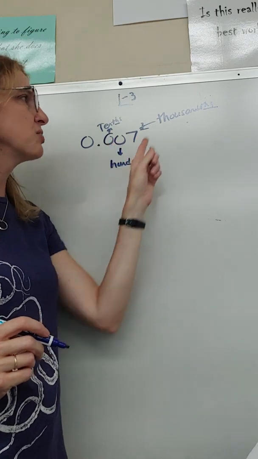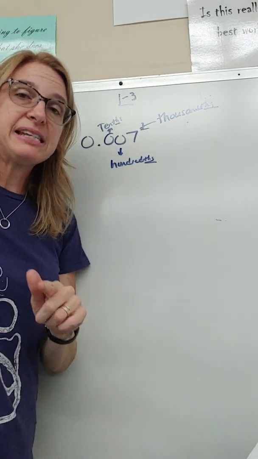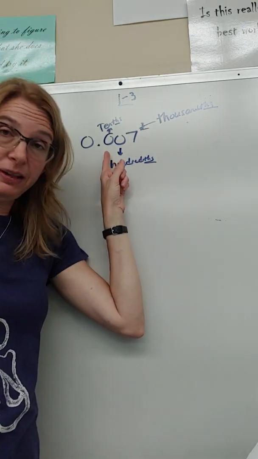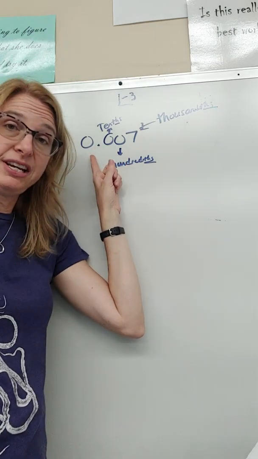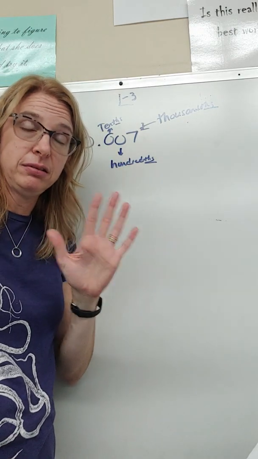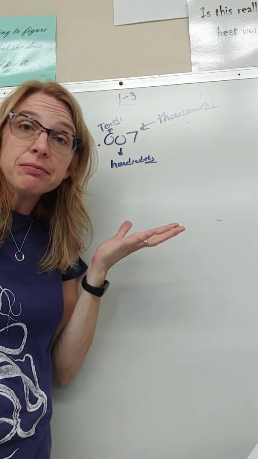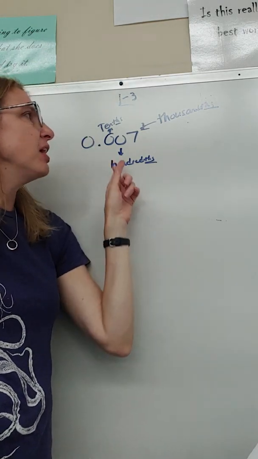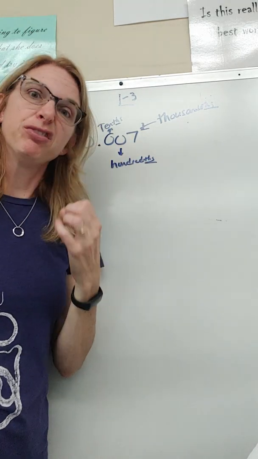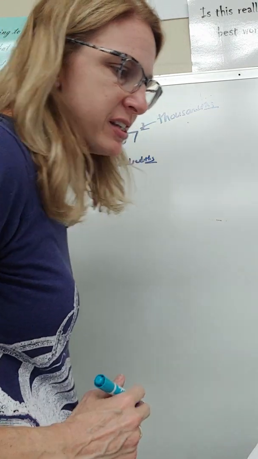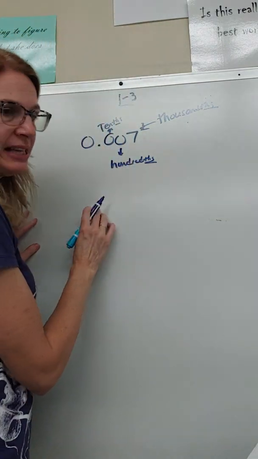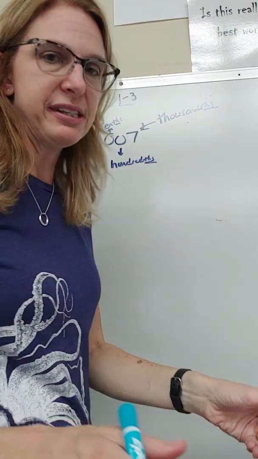So tenths, hundredths, thousandths. The biggest mistake kids make here is they want this to be the oneths place because it's ones over here. There is no oneths place. I wish there were. There's not, okay? It doesn't work that way. Tenths, hundredths, thousandths. Got to have those in there. Okay, so you can see in your example that this example is 7 thousandths. You can see that on your packet.